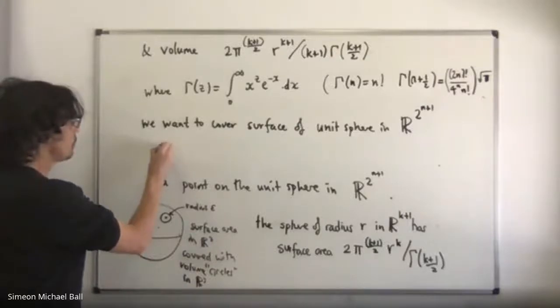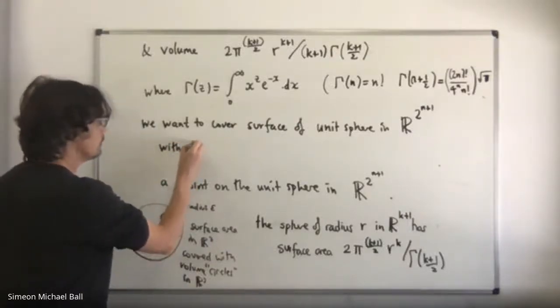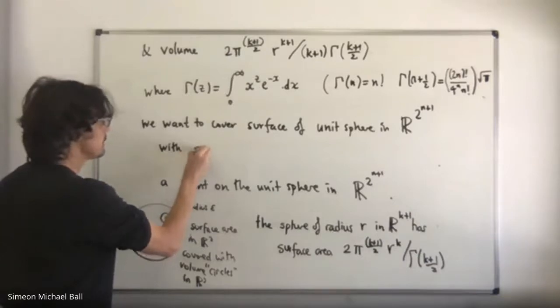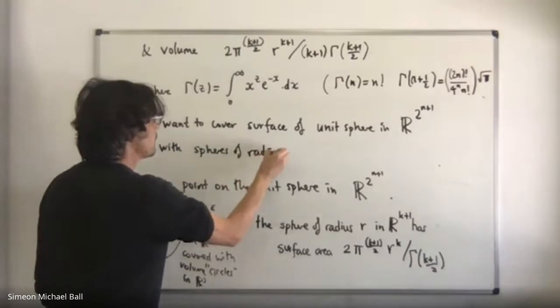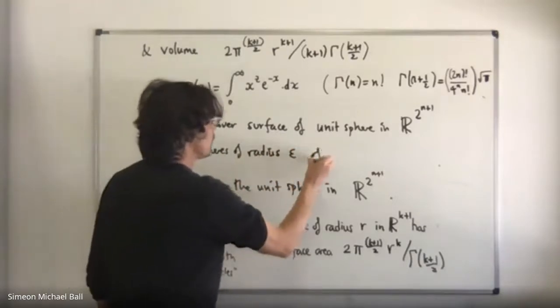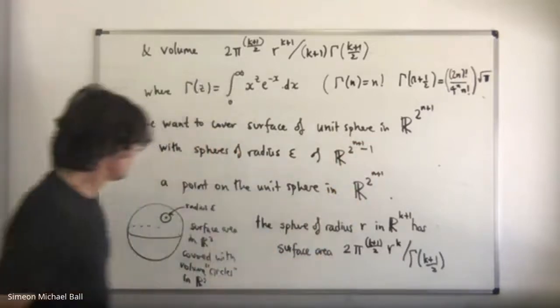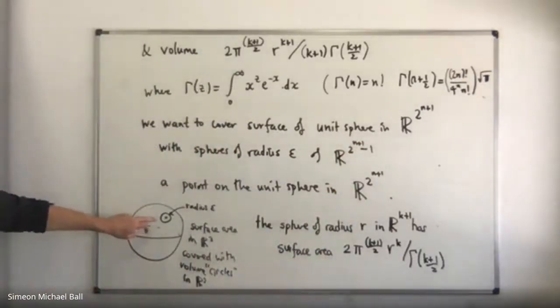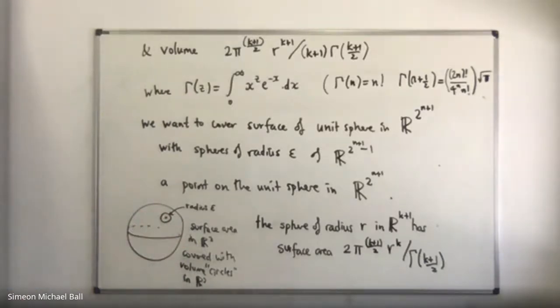Coordinates with volumes with spheres of radius epsilon of R to the 2 to the n plus 1 minus 1. Okay, so it's just, as in this picture here, if you were covering R3 with the ones with little circles in R2.